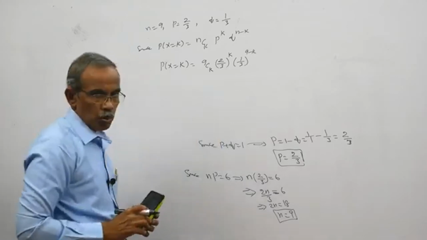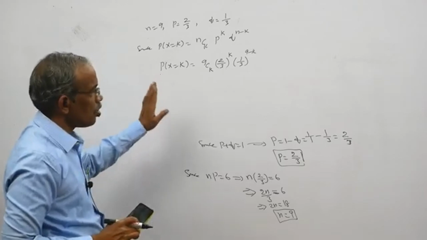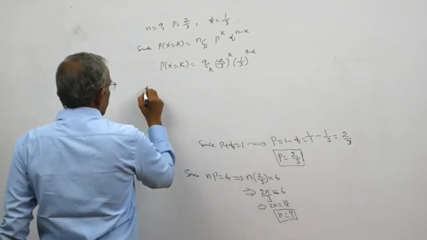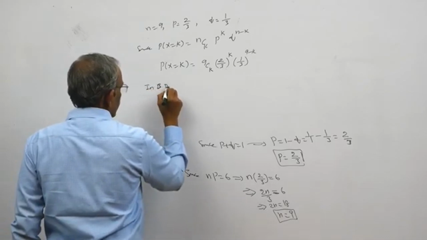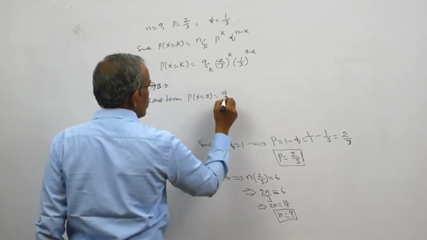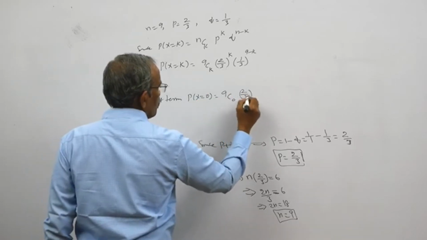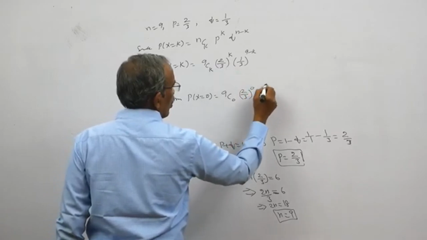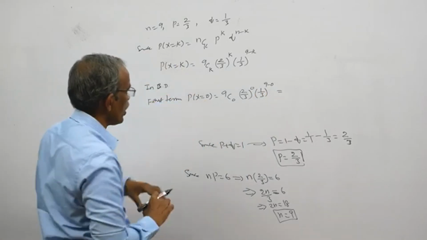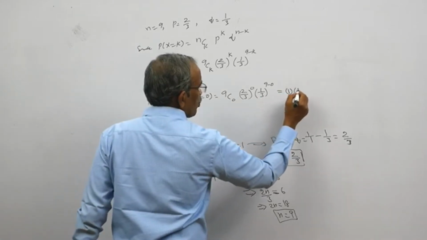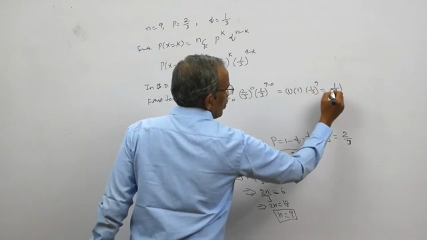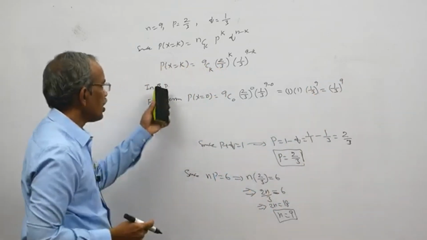Now we have to write the first two terms of the distribution. First two terms of the distribution are P of x equal to 0 and P of x equal to 1. First term, in binomial distribution, first term P of x equal to 0. P of x equal to 0 is 9C0 2 by 3 whole to the power of 0, 1 by 3 whole to the power of 9 minus 0. This is probability of x equal to k that we wrote. According to that, write 0 in place of k. 9C0 is 1, 2 by 3 whole power 0 is 1 and 1 by 3 whole to the power of 9. This is equal to 1 by 3 whole to the power of 9. That is the first term of the binomial distribution.